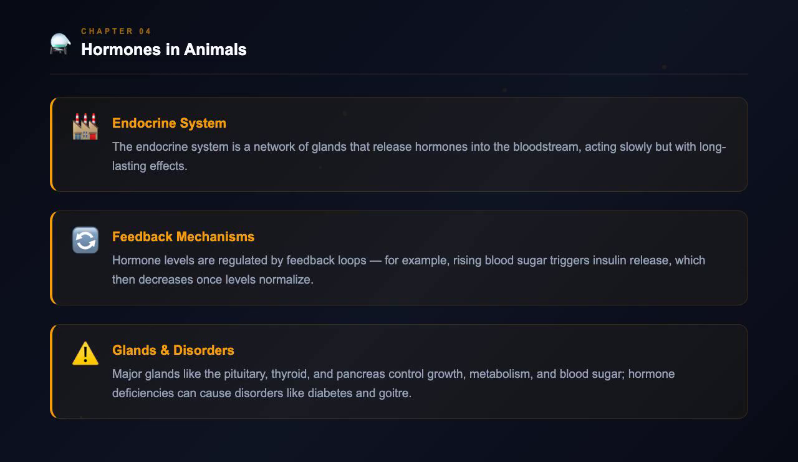Feedback mechanisms regulate hormone levels. For example, when blood sugar rises, insulin is released to lower it, and then insulin secretion decreases. Major glands control essential functions such as growth, metabolism, and blood sugar. The pituitary gland, thyroid gland, pancreas, adrenal glands, testes, and ovaries all play important roles. Hormone deficiencies can cause disorders like goitre, dwarfism, and diabetes mellitus.